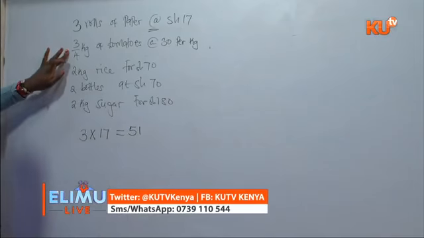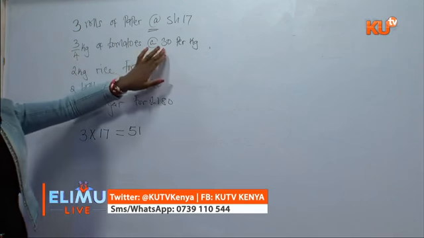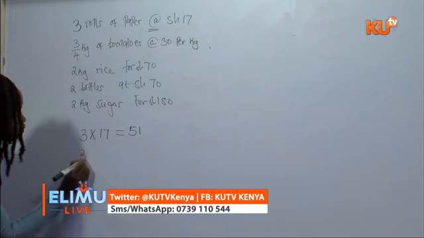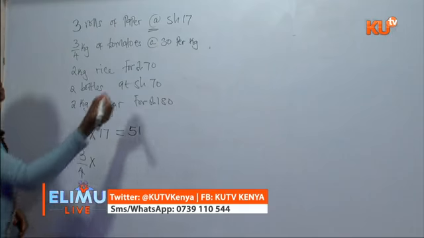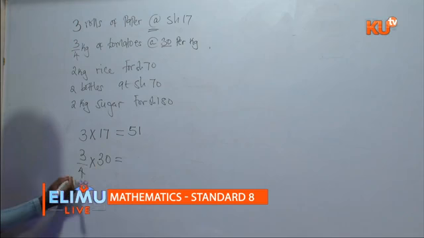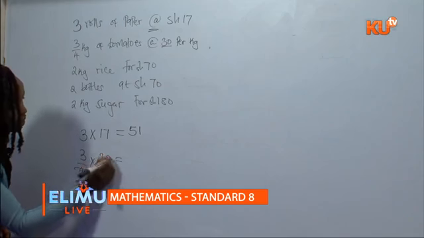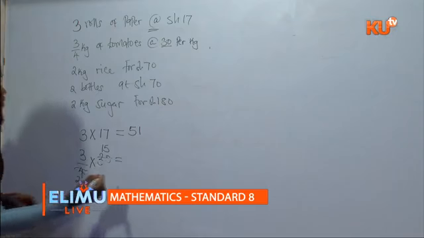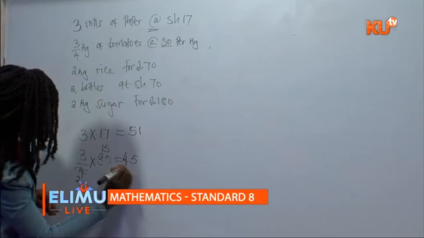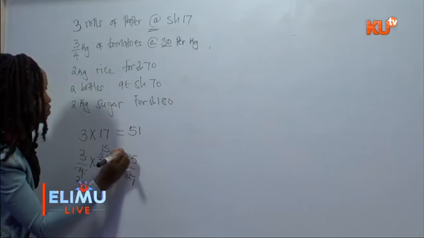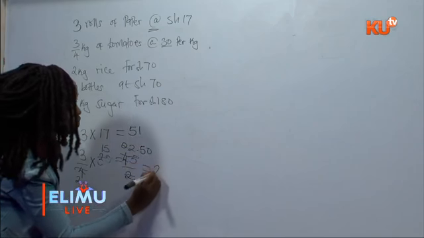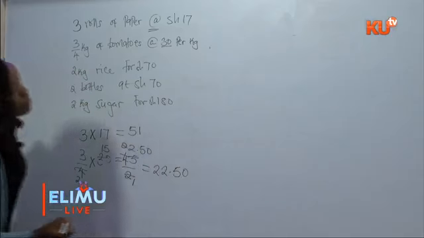Then we have 3/4 kgs of tomato at 30 shillings per kg. So we take the number of kgs bought, it was 3/4, times 30 shillings, the cost of one. So we simplify here by 2, 2 by 2, 15. 15 times 3 is 45 divided by 2. So we get 22 shillings and 50 cents.